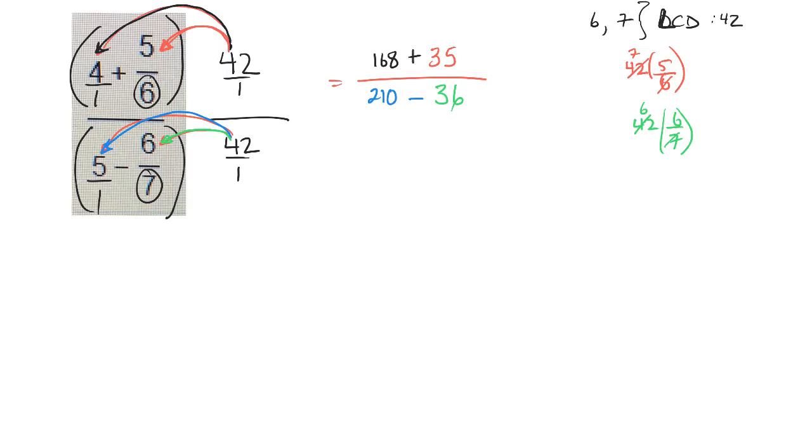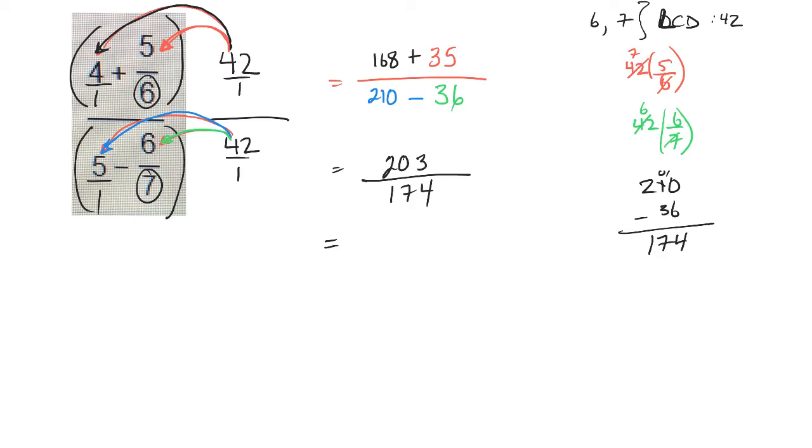All right, so then the last thing you want to do is just add the top. That would be what? 168 plus 35, yeah, that's 203, over 210 minus 36. 210 minus 36 would be 174. And then you try and simplify that if you can.